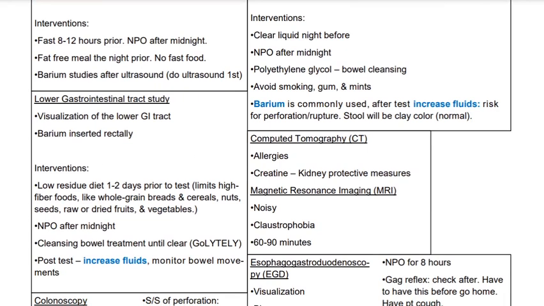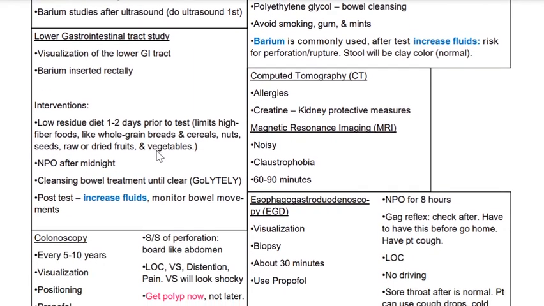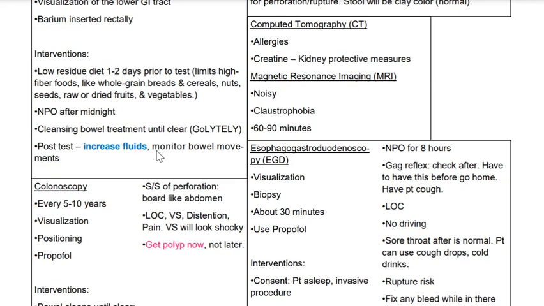And now we're going to look at the lower tract, or the lower GI. Visualization of the lower GI tract is going to take barium that's inserted rectally. So what are we going to do here? We're going to do a low residue diet 1 to 2 days prior to the test. Limit high fiber foods like whole grains, cereals, nuts, seeds, raw, dry fruit, or vegetables, because we're going to try to get the colon clean, right? And then it says be NPO after midnight. And then they're going to do the cleansing bowel treatment.